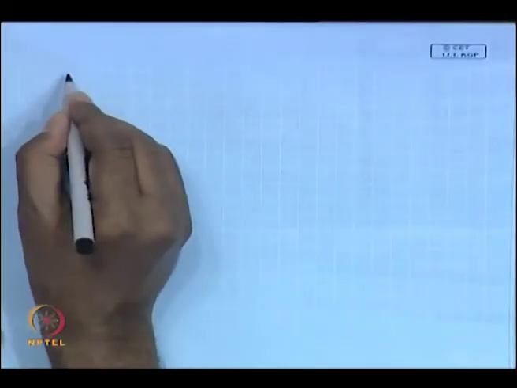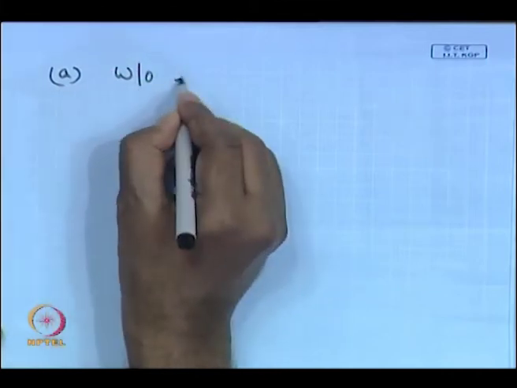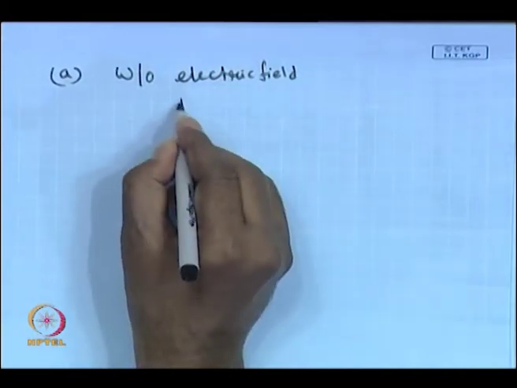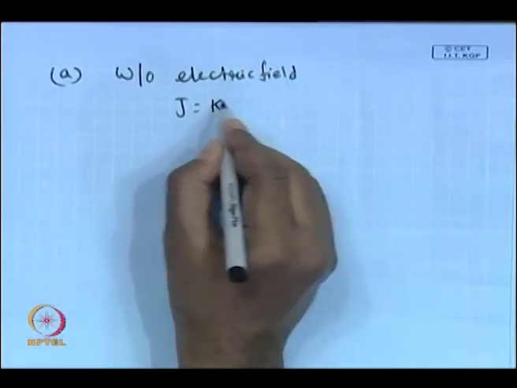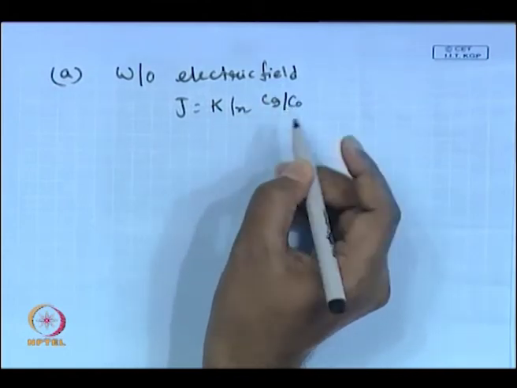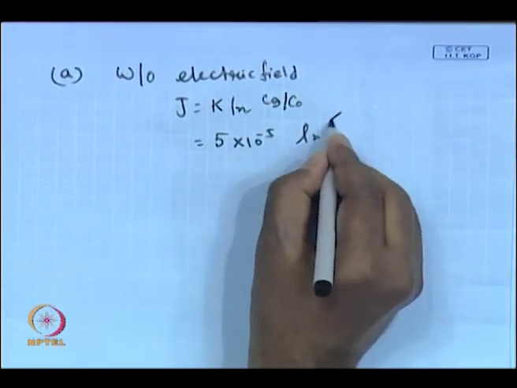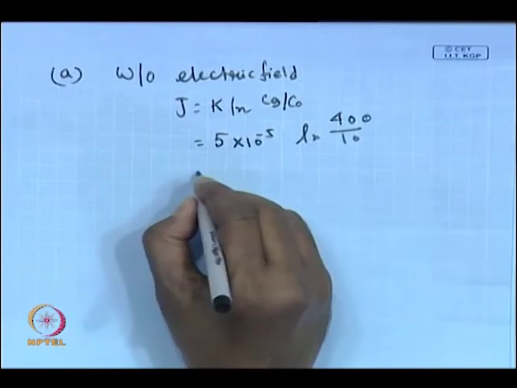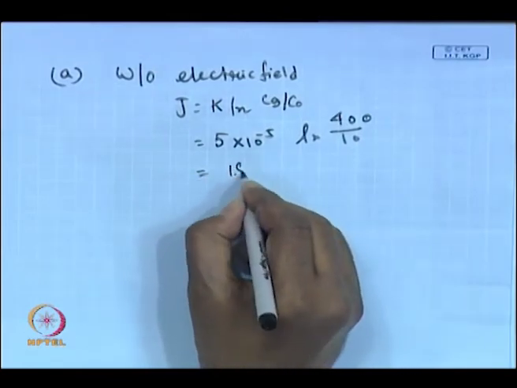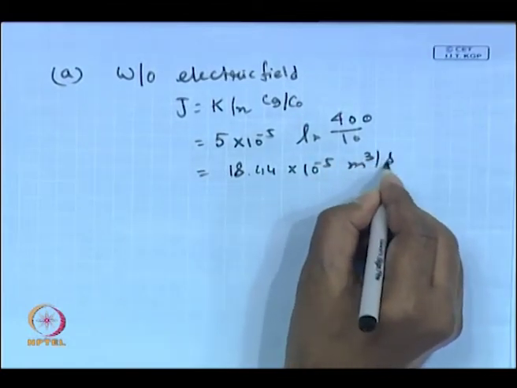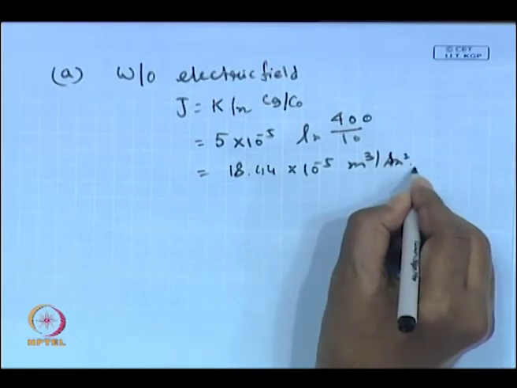thing that you will be getting out of it is, first you calculate the permeate flux without electric field. That will be nothing but J is equal to k ln Cg by C naught, and this k is 5 into 10 to the minus 5 and ln is 400 by 10. So, this turns out to be 18.44 into 10 to the minus 5 meter cube per meter square second.